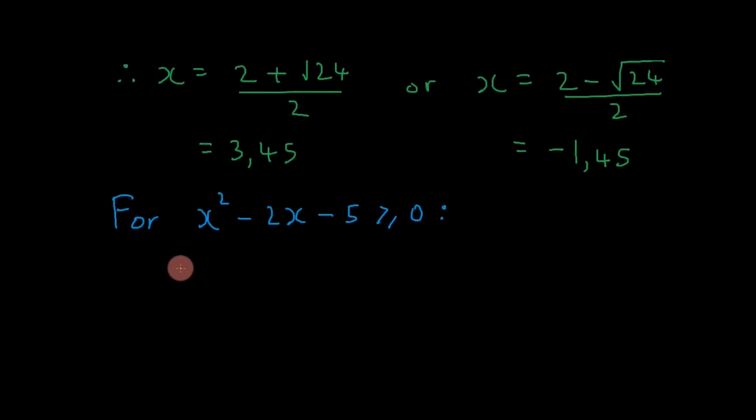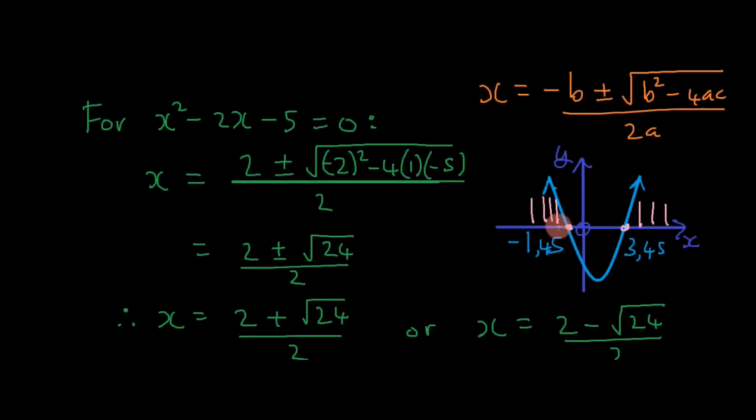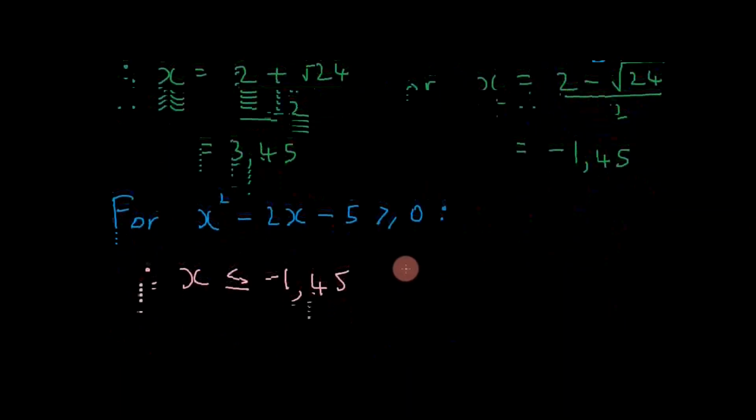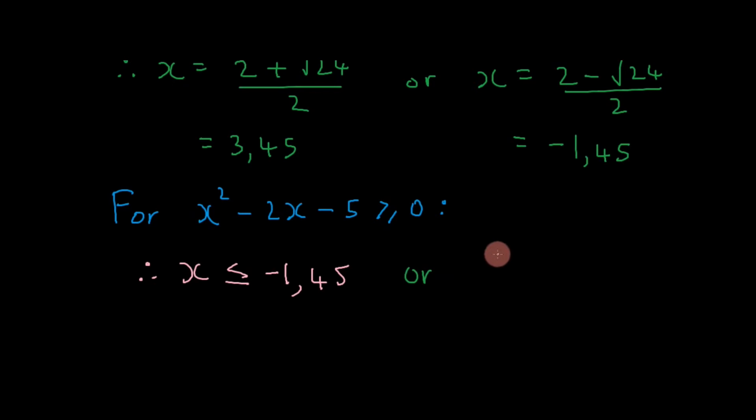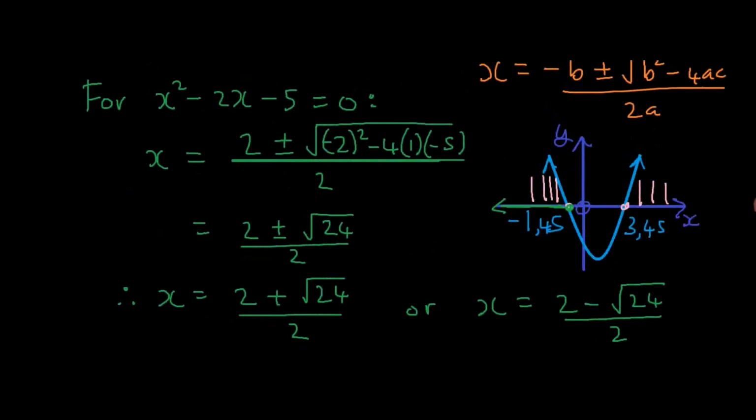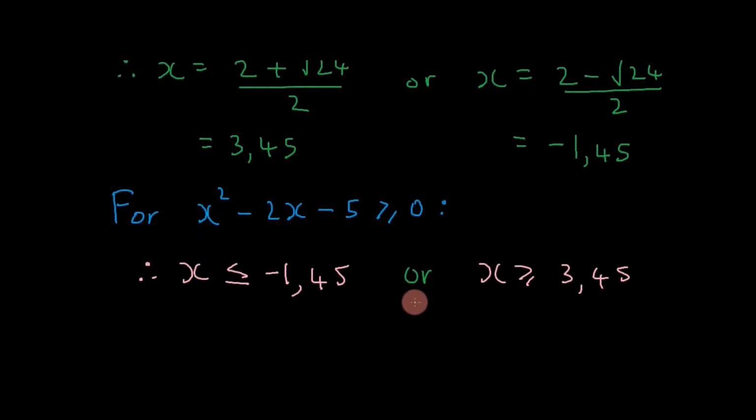So then our answer will be, so x is less than or equal to negative 1,45. In other words, all these x's to the left and including negative 1,45. Or x will be greater than or equal to 3,45. In other words, all these x's including 3,45 and to the right of 3,45. So this is our answer then.